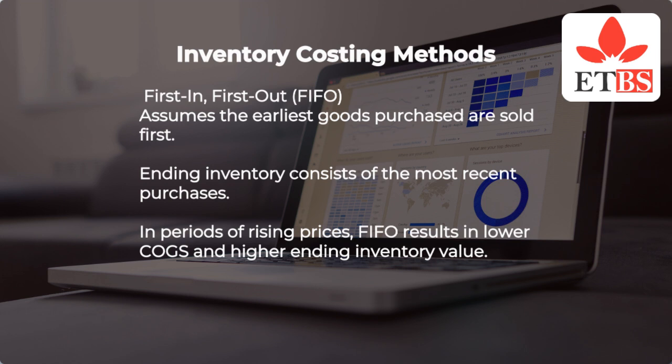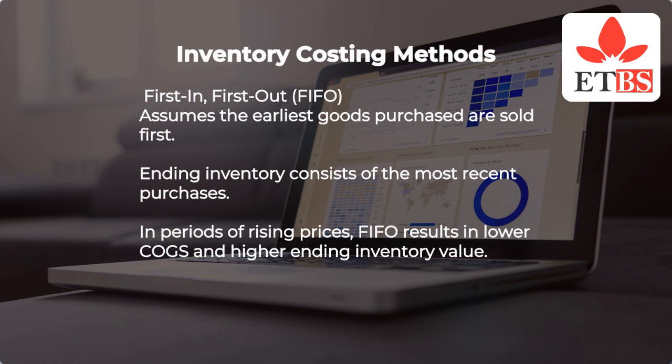3.2 Last in, first out, LIFO, assumes the latest goods purchased are sold first. Ending inventory consists of the oldest purchases. In periods of rising prices, LIFO results in higher COGS and lower ending inventory value. Note, LIFO is allowed under US GAAP, but prohibited under IFRS.